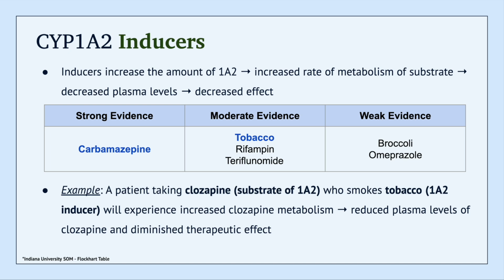To give you an example to wrap your head around this, you can consider a patient taking clozapine, which, as we mentioned before, is a substrate of 1A2. So this is a drug that 1A2 is metabolizing. So a patient is taking clozapine who also smokes tobacco. And we just said on this slide that tobacco is a 1A2 inducer. So it will actually increase the metabolism of our substrate, which is clozapine. So we get increased clozapine metabolism, which leads to reduced plasma levels of clozapine. And so we are getting a decreased therapeutic effect.